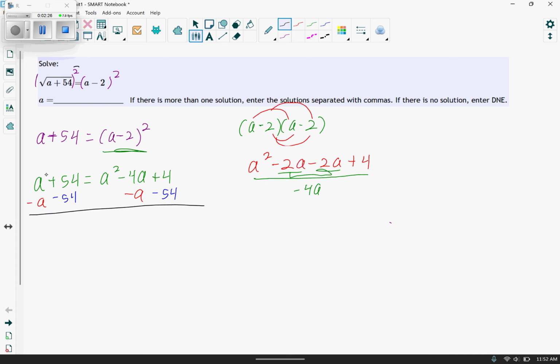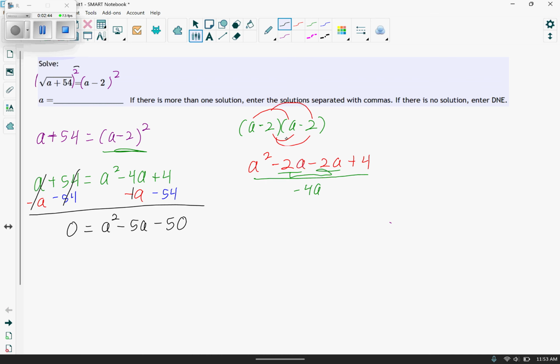And so what I've done is I've zeroed out the left side. So now I've got 0 equals a squared, and then minus 4a minus another a. That will give me a total of minus 5a. And then 4, and then minus 54 is negative 50. So now I have this trinomial.